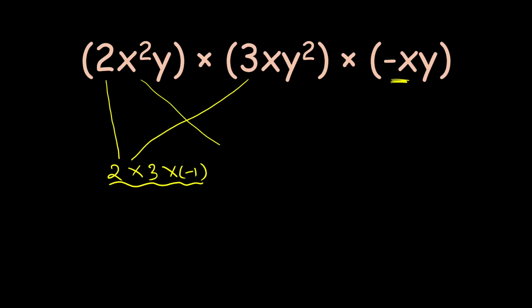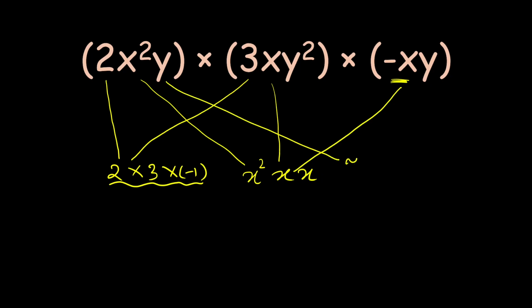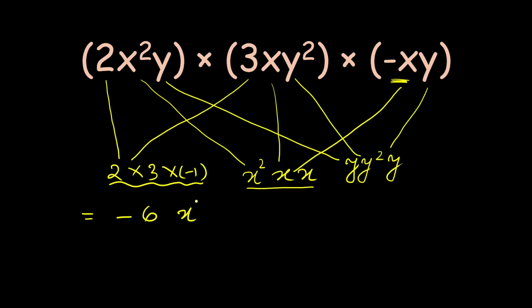After that x square, here x, here x, we have to multiply. Then we have to multiply y, here y square, and here y. Now we find the product of the numerical coefficients, which is -6, and we follow the product law of exponents: x square into x into x is x raised to the power 4, and y into y square into y is also y raised to the power 4.